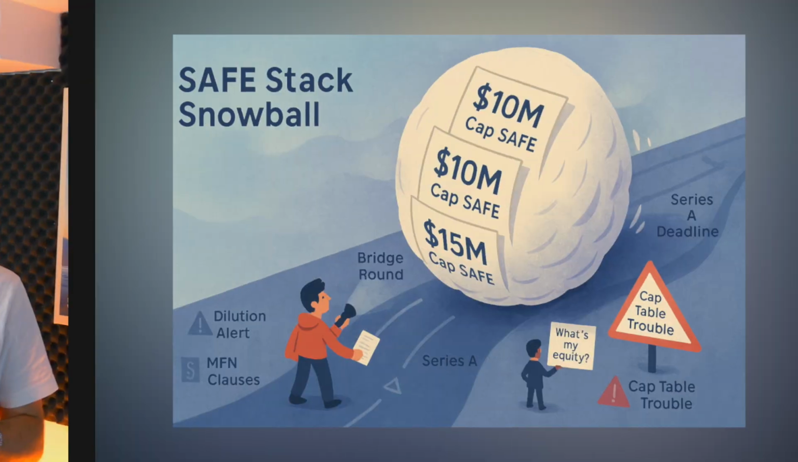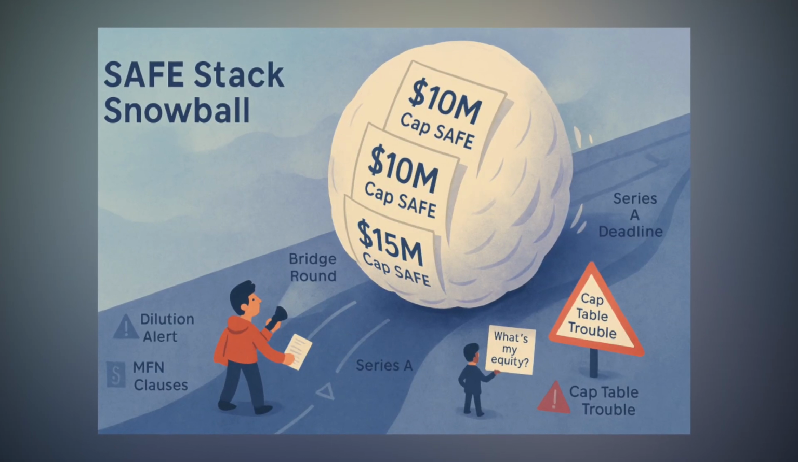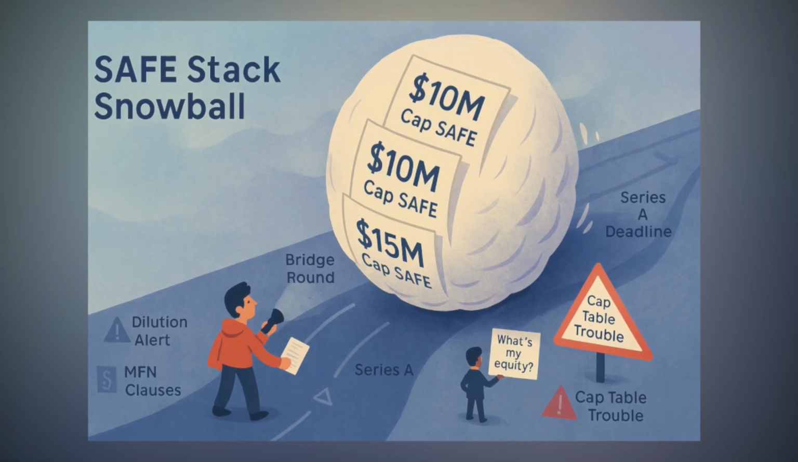I've seen founders do this. A first safe at a 5 million cap, and then another safe at a 10 million cap, and then a third safe at a 15 million cap. Now you've got a whole mess. Nobody really knows what they own, and it's much harder for you as a founder to understand what you've sold. Now your price round becomes a nightmare.